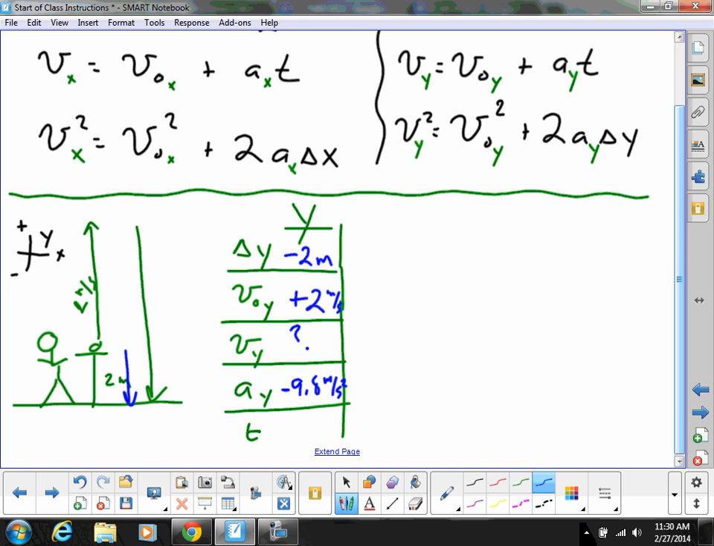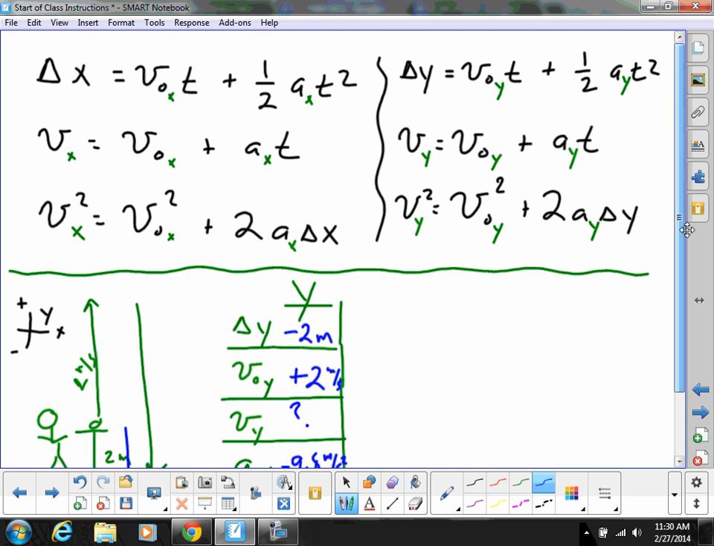So I don't know either of these variables, but let's see if we can figure them out. If I look at my equations up here, time shows up in 2 of them. I know my change in y, I know my initial velocity, I know my acceleration. I could solve that equation for t. I don't know my final velocity, so I can't really use the other ones. But if I look at the last equation here, final velocity squared equals initial velocity squared plus 2a delta y. I know all of those things except for the final velocity.